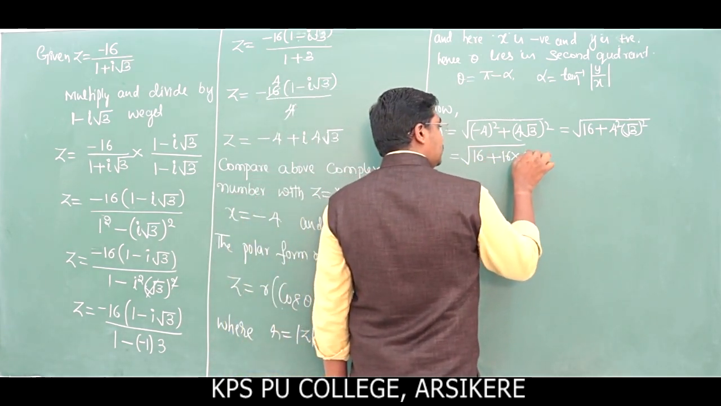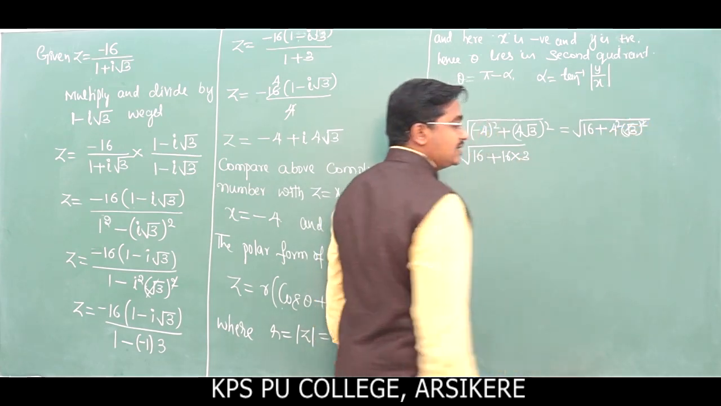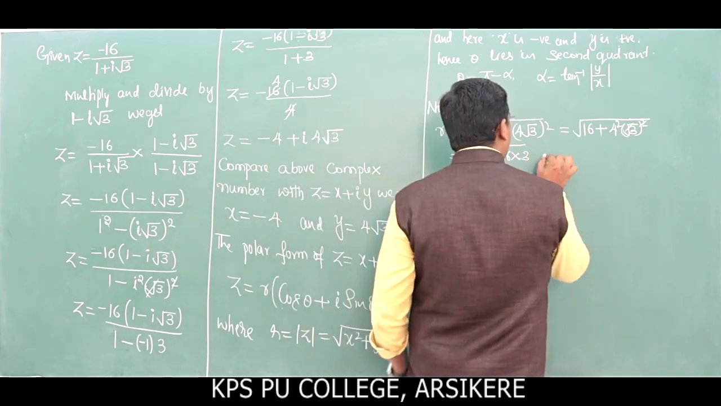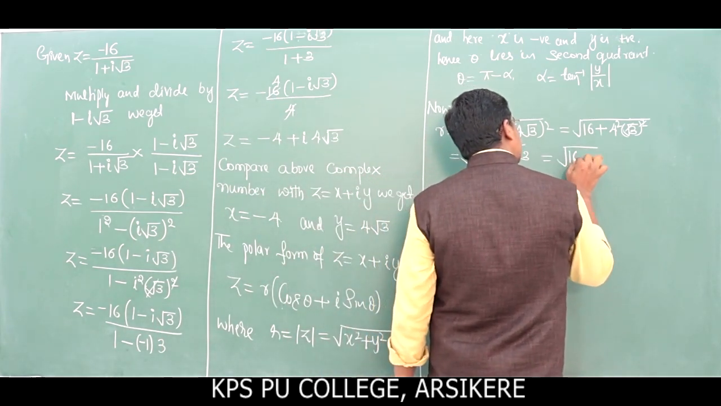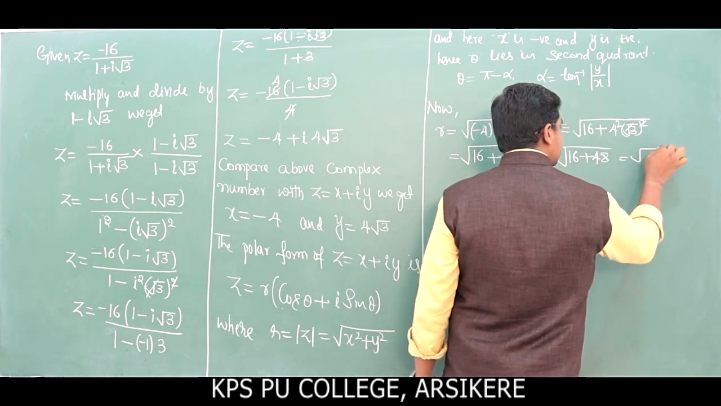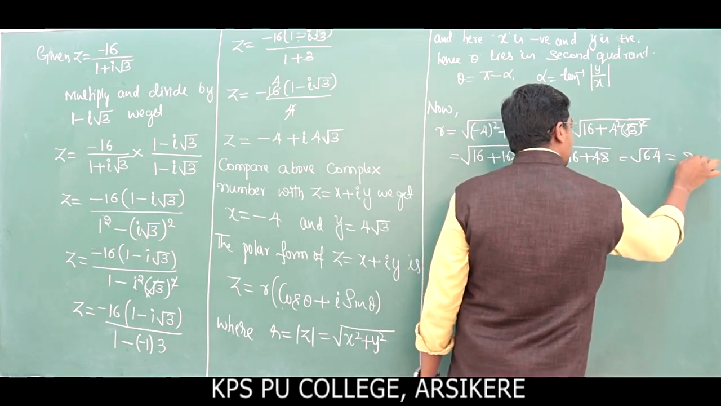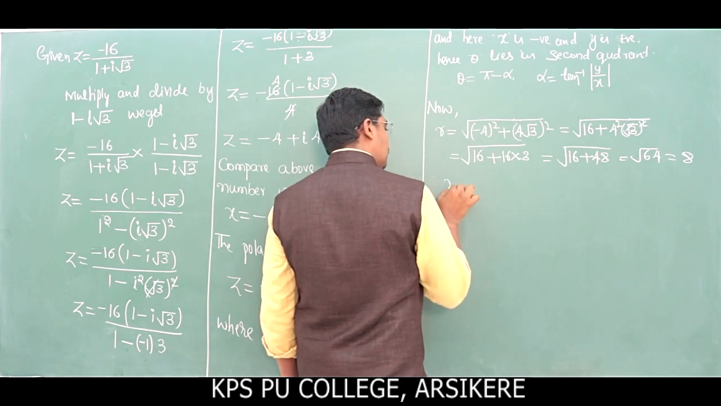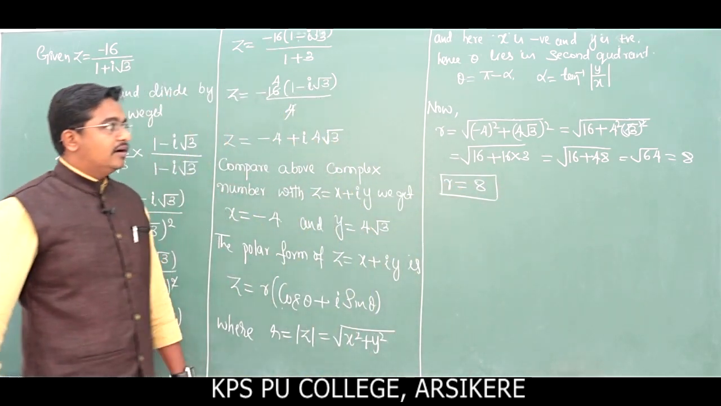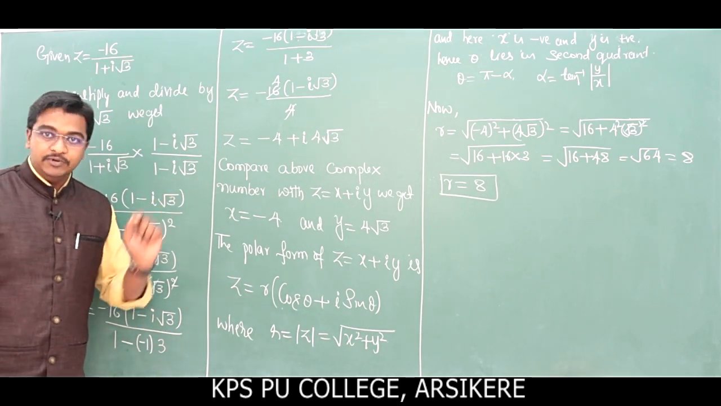Square root of 16 as it is, plus 16 into 3. Here square root and square get cancelled. 4 square is 16, 16 into 3 is 48. 16 plus 48 is 64, whose square root is 8. Therefore, r is equal to 8.